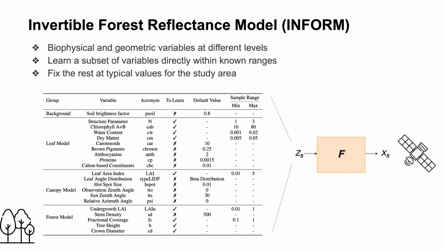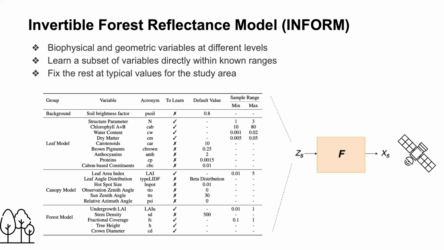Inform, this radiative transfer model, has a group of sub-models, including a leaf model, canopy model, and forest model, to describe the biophysical and geometric features at different levels. So using these as input, it's able to simulate the satellite spectra. But due to the ill-posed nature I mentioned before, and also the correlations of the variables, we decided to learn only a subset of the variables.